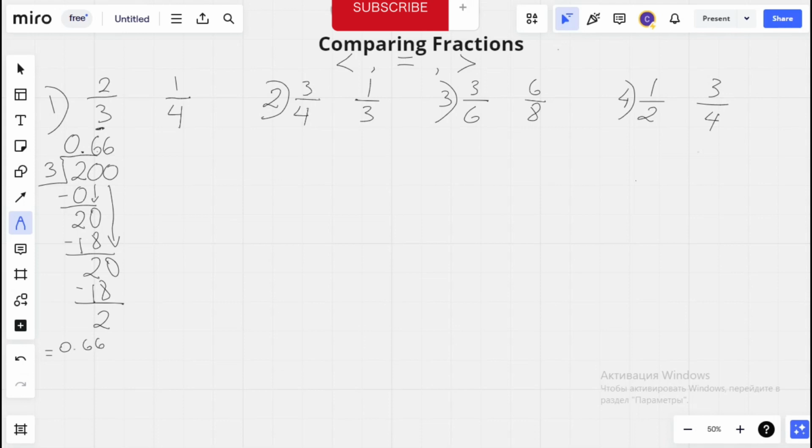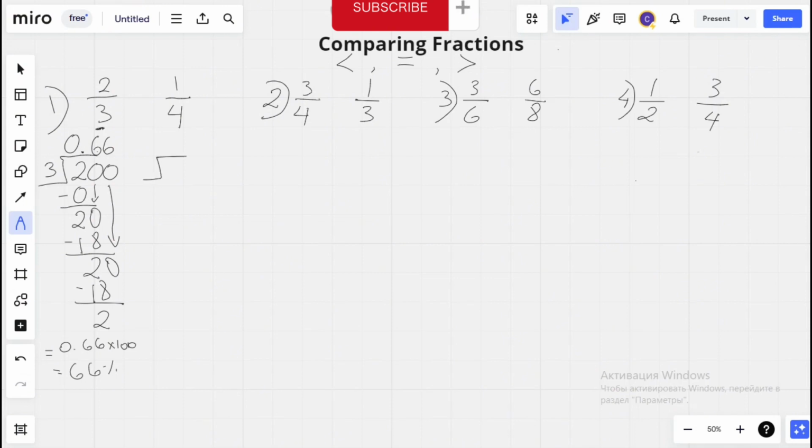Now, how do we turn it into a percentage? We just times 100, which equals 66%. Easy. Well, let's do the second one.